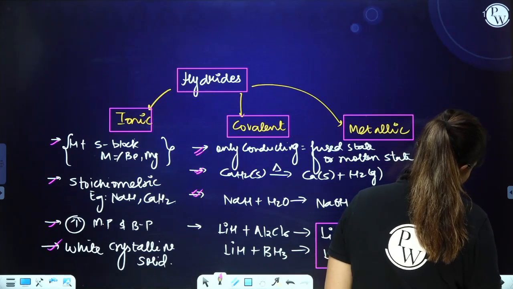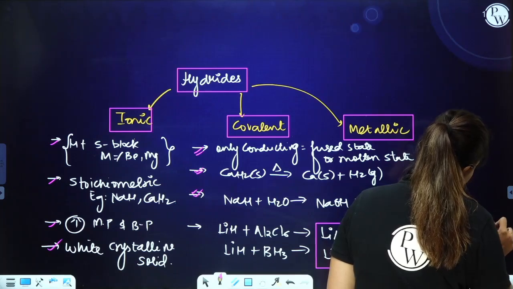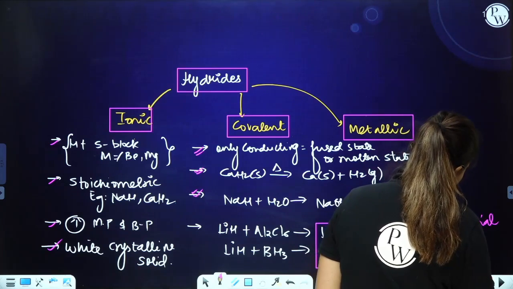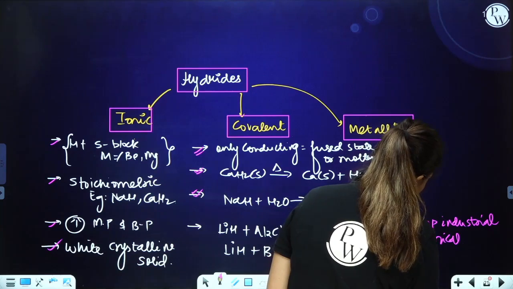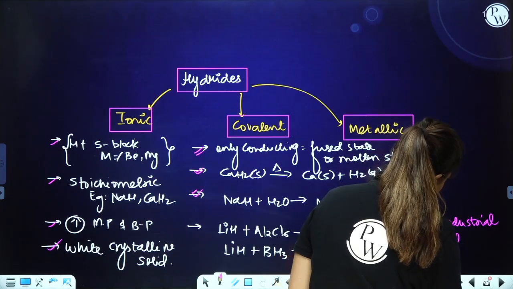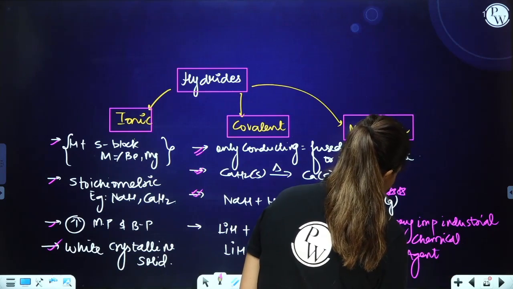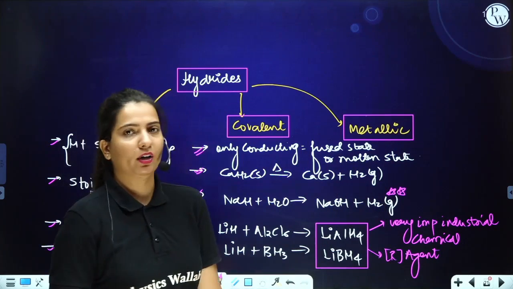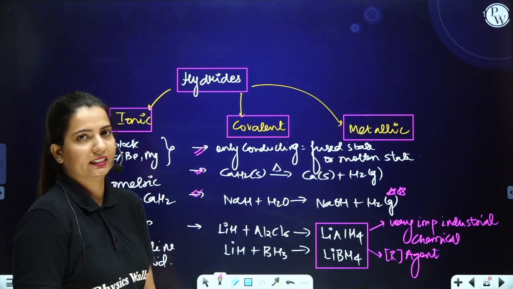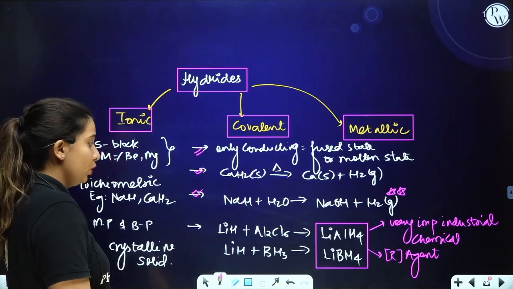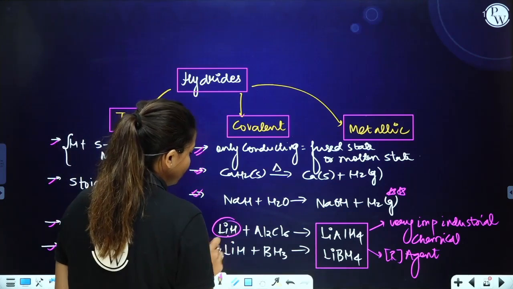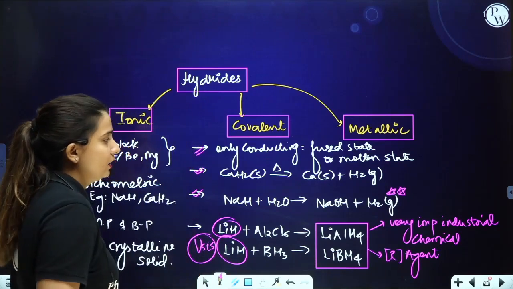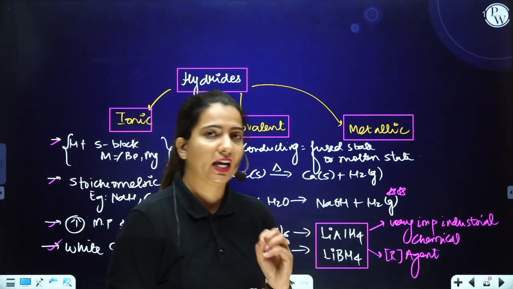Lithium aluminium hydride and lithium borohydride are considered very important industrial chemicals, as they are used as reducing agents. So you have to remember that these two come under the uses of the ionic hydride.